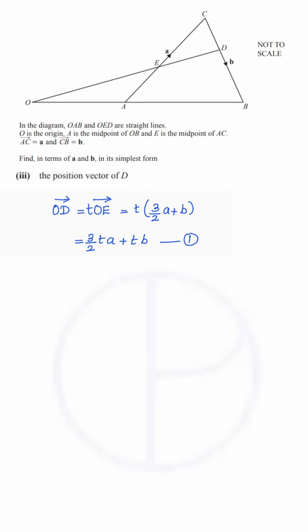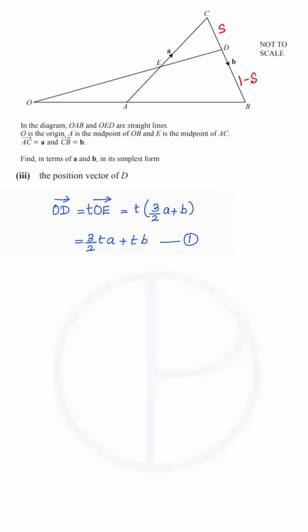Here D lies on CB. Let D divide CB in the ratio S is to 1 minus S. So vector OD can be written as vector OC plus constant S times vector CB.